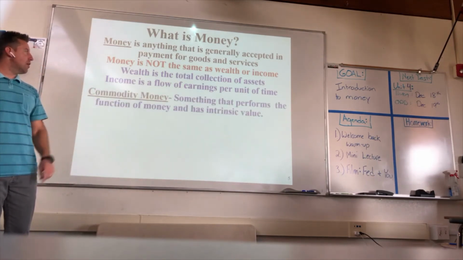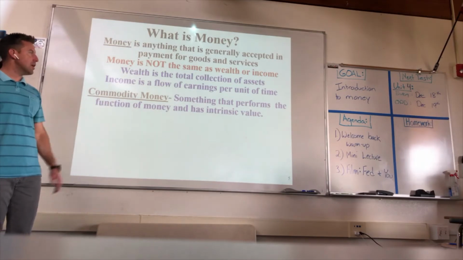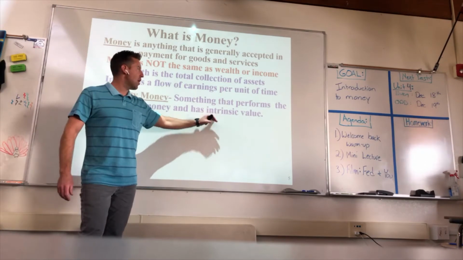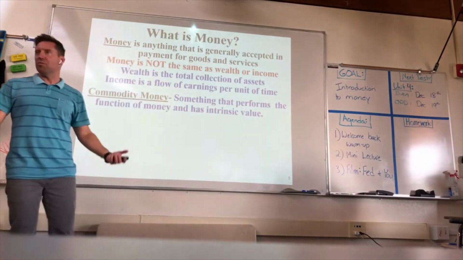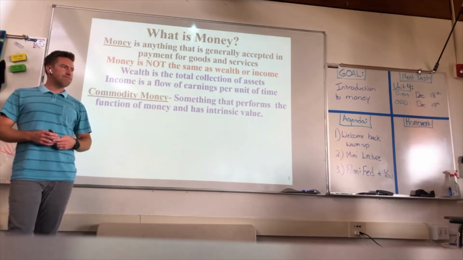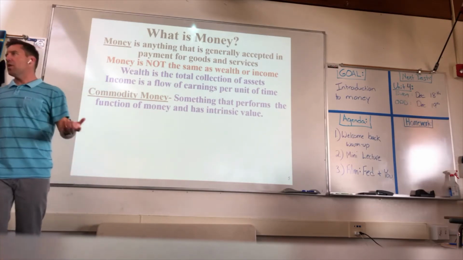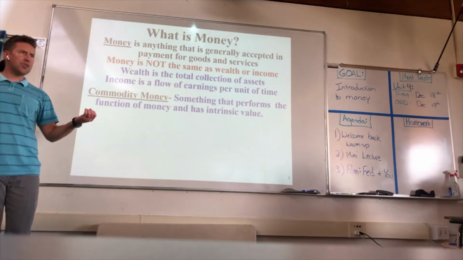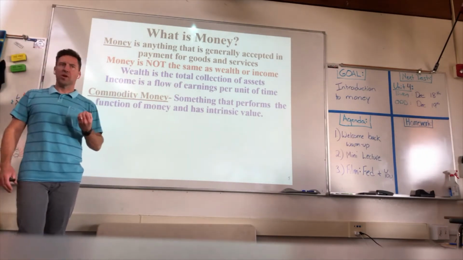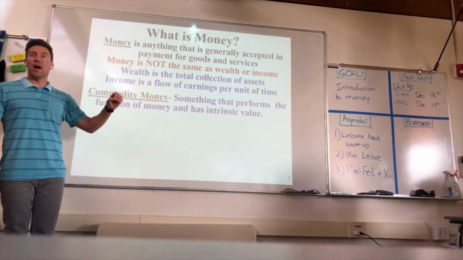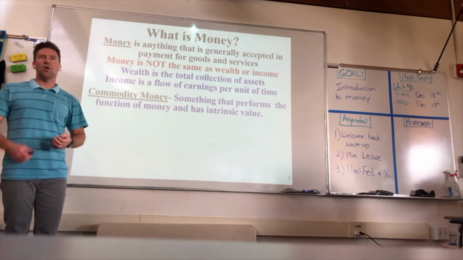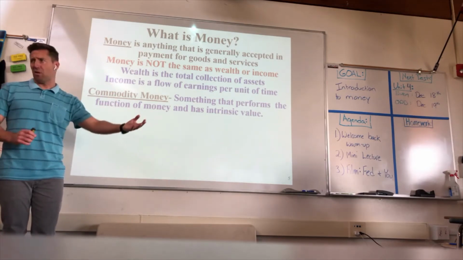So we have two types of money. We have commodity money. That's something that performs the function of money and has intrinsic value. So it's actually valuable. This would be like gold or silver, because you could have a gold coin and you are in a country and all of a sudden the government is toppled or the government collapses. You still have the gold that has its value in gold. You can melt it down and sell it. You could just keep it and sell it for its weight in gold.